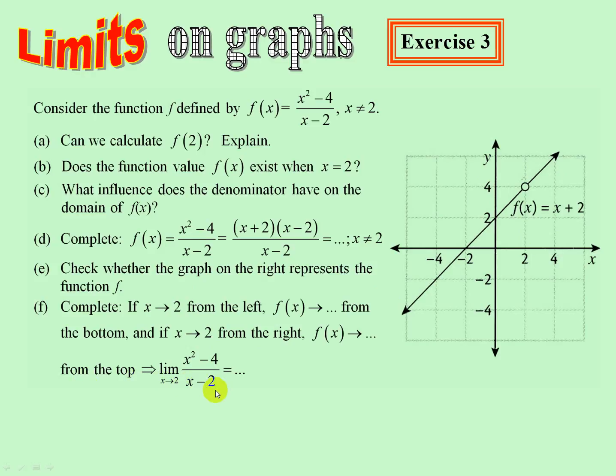The limit of f of x as x tends to 2. Well, remember we found out that f of x equals x plus 2. So therefore, in fact, on the graph we can see what it's approaching. As we approach, we're approaching there. There it is.